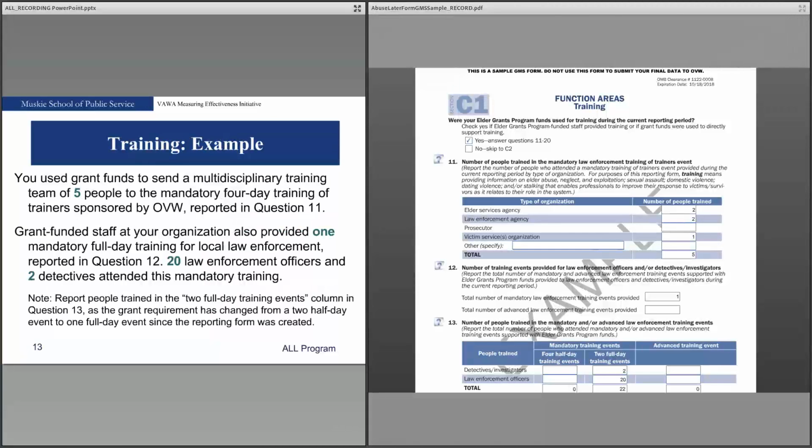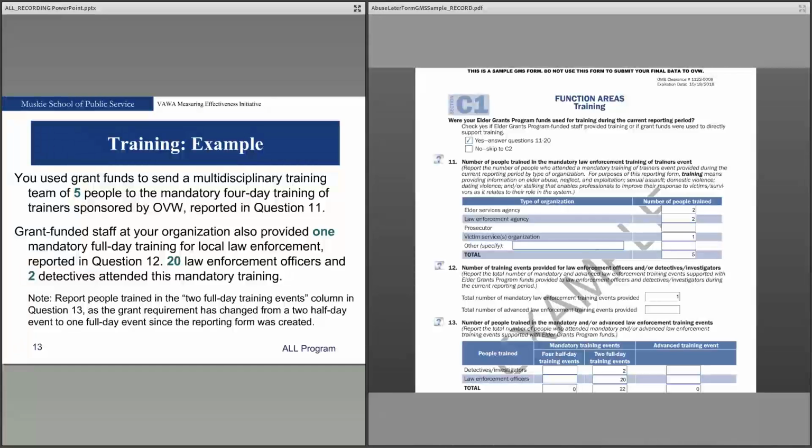Now we're going to go through an extensive training example, since this is, after all, a training-focused grant. In our example, you used grant funds to send a multidisciplinary training team of 5 people to the mandatory 4-day Training of Trainers event sponsored by OVW. This activity is reported in question 11.